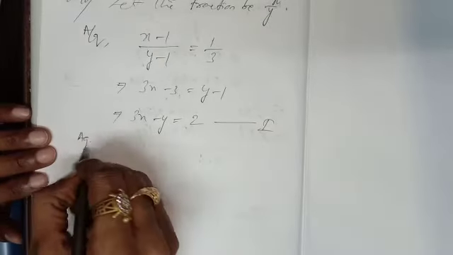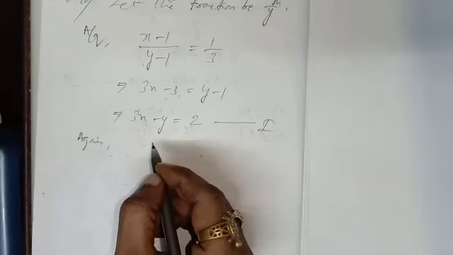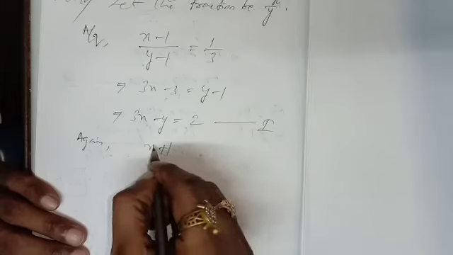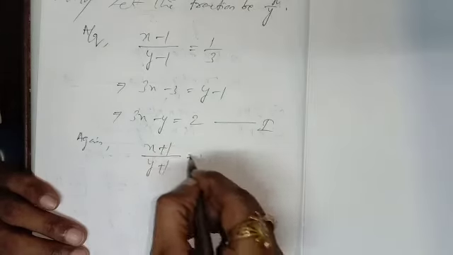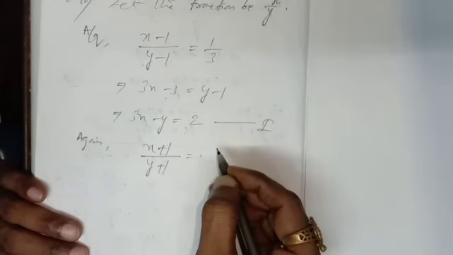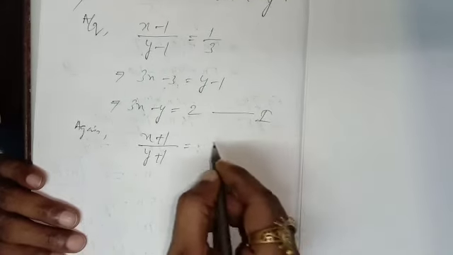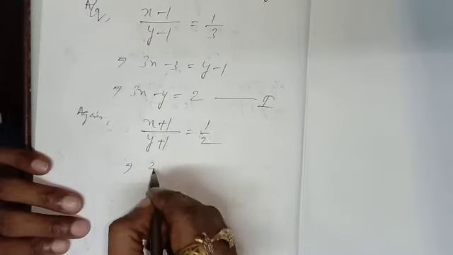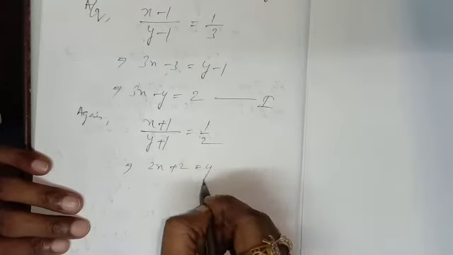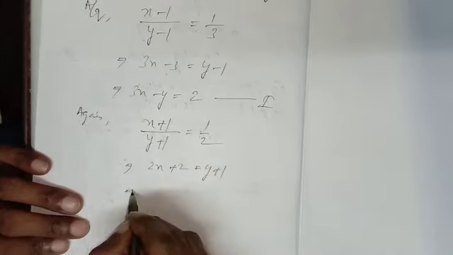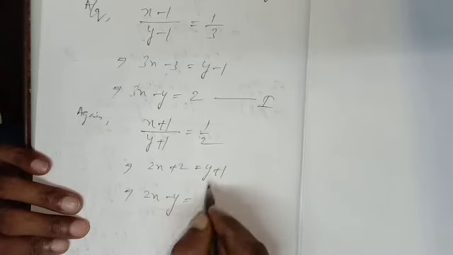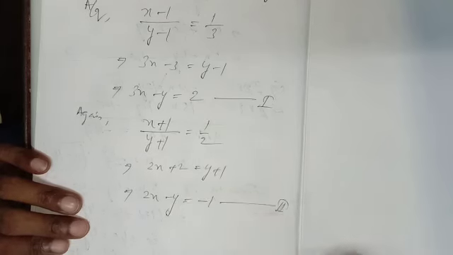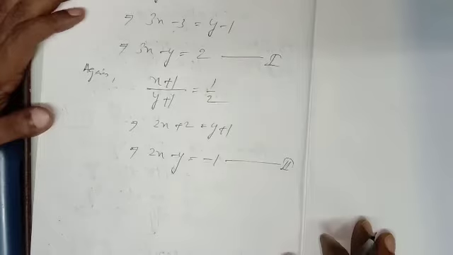Again, the second equation: if 1 is added to both numerator and denominator, that means x plus 1 by y plus 1, the fraction becomes 1 by 2. Now cross multiplication: 2x plus 2 is equal to y plus 1. So 2x minus y is equal to 1 minus 2, that is minus 1. Equation number 2. Now you have to solve for x and y.